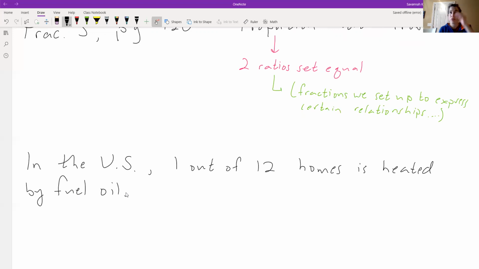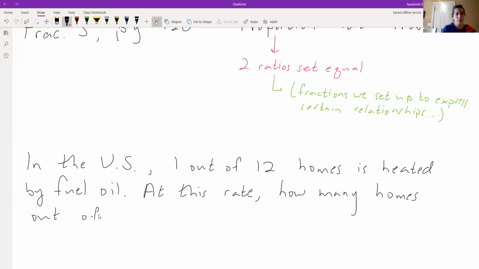And it's nice they have a source down there. A lot of this information should be true. Okay, so at this rate, and I guess that's important to put because that indicates what was true in the first sentence is going to hold true in the other sentence. At this rate, how many homes, if you have a community of 36,000, how many of those 36,000 homes are going to be heated by fuel oil?